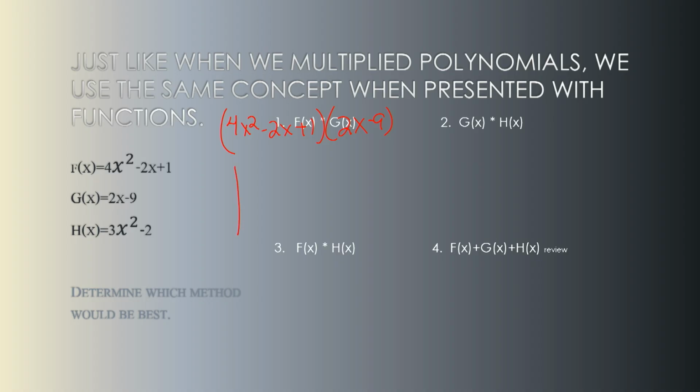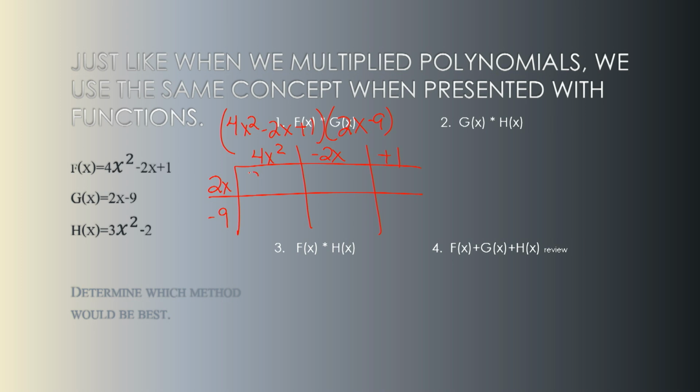So I'm going to go ahead and build my box. I have 3 terms and 2 terms. I'm going to use 4x squared minus 2x plus 1. Then I have 2x minus 9. Since I'm using the box method, I'm going to multiply top to side.